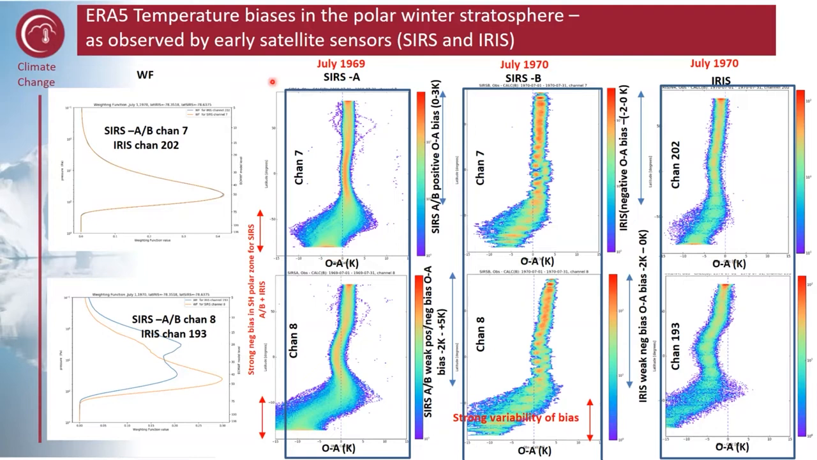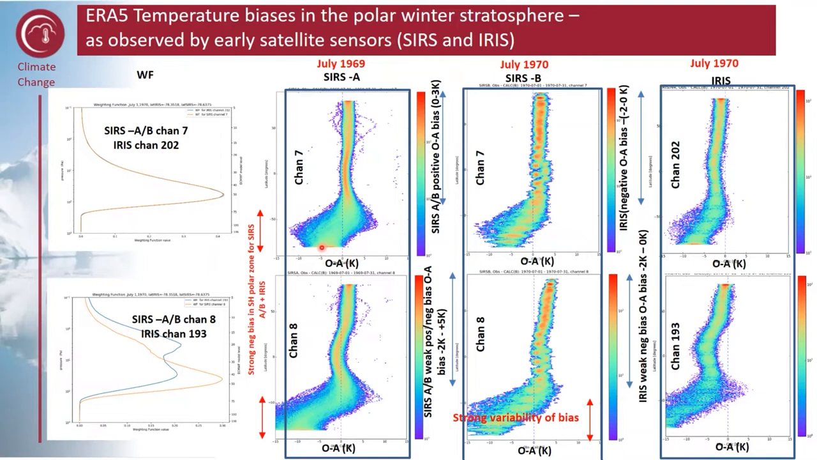So south of 50 south, you see this O minus A negative bias indicating warm ERA 5 analyses in the polar winter. You see it in 69, you see it in 1970 from CIRES, and you see it in IRIS as well. So we've got a fair degree of confidence that because both instruments are seeing it, it is a real bias issue. The amplitude there is about 5 Kelvin.